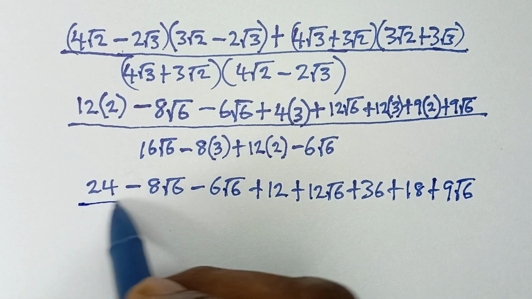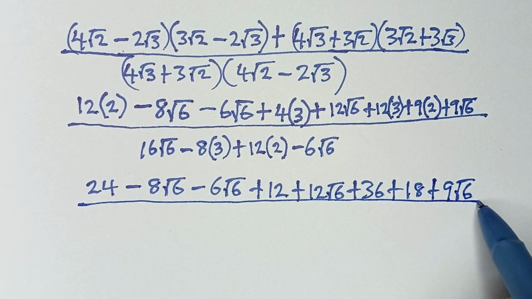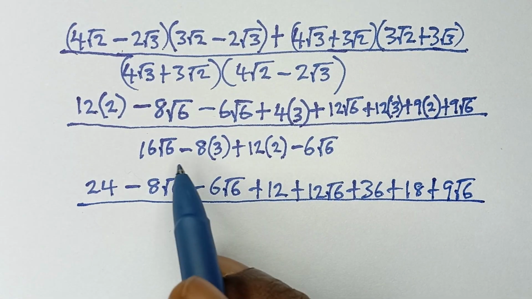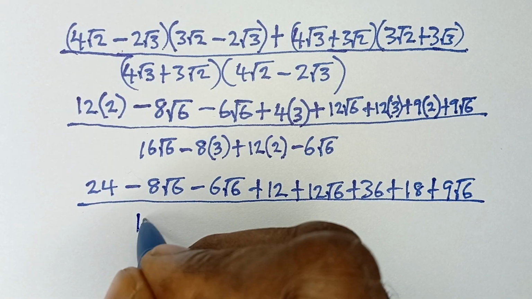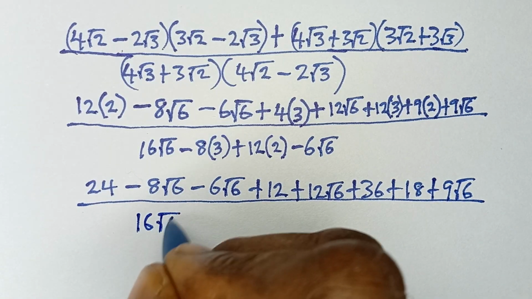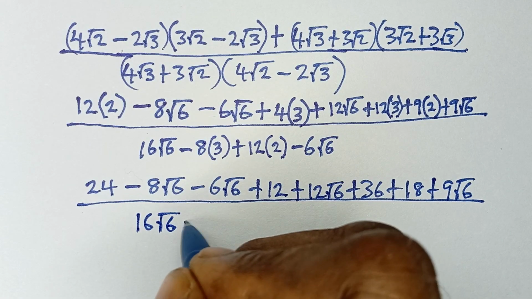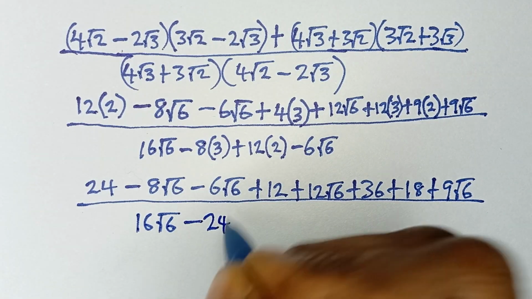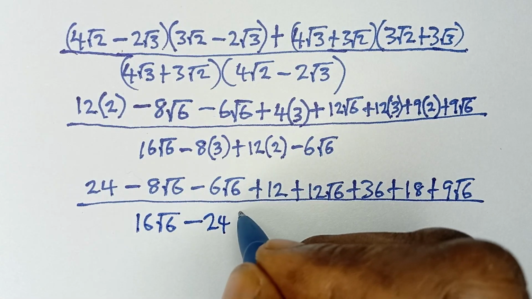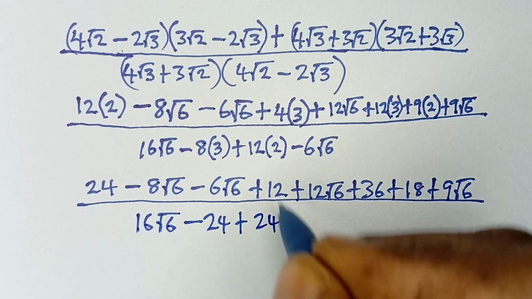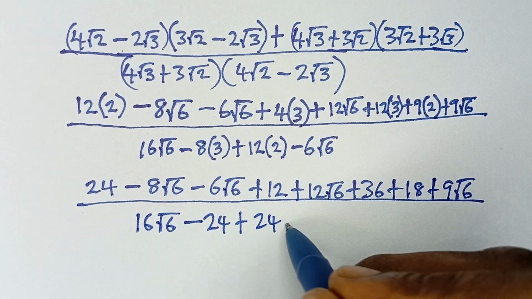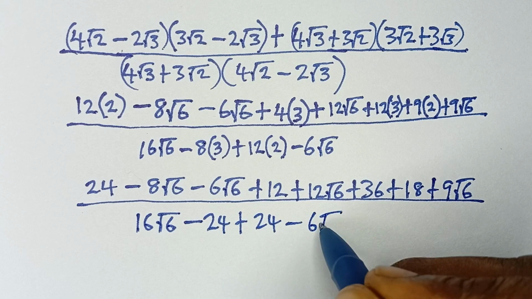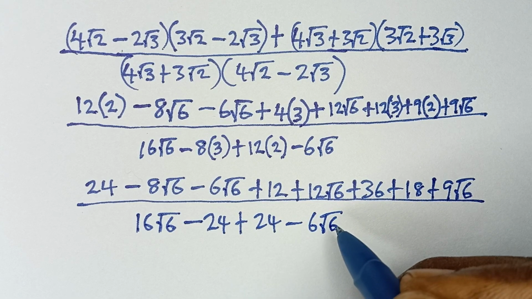And then all over, simplifying the denominator part now, I have 16 root 6. And then minus, this is 24. 8 times 3 is 24. Plus 24. This multiplied by this will be 24. And then 6 minus 6 root 6. So that is what I have there.